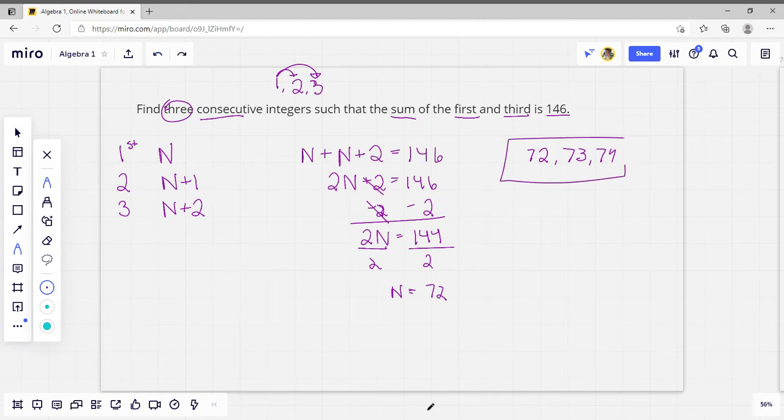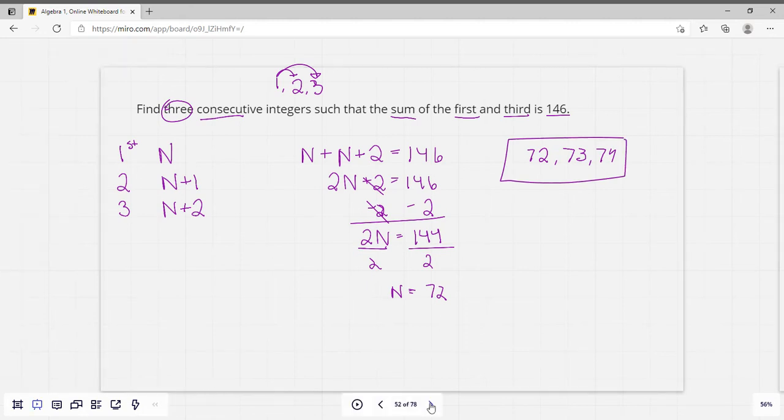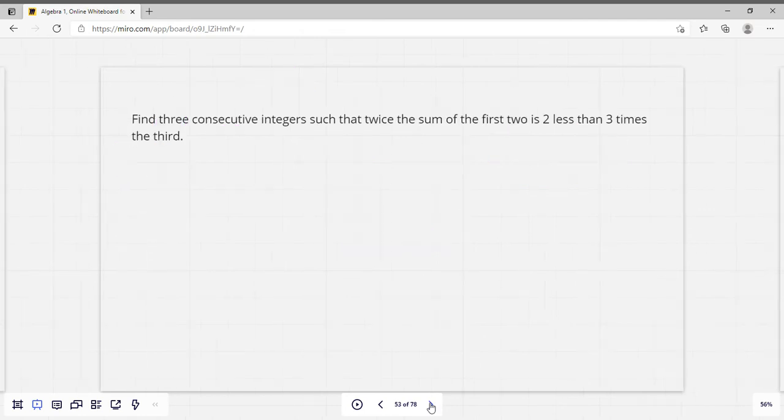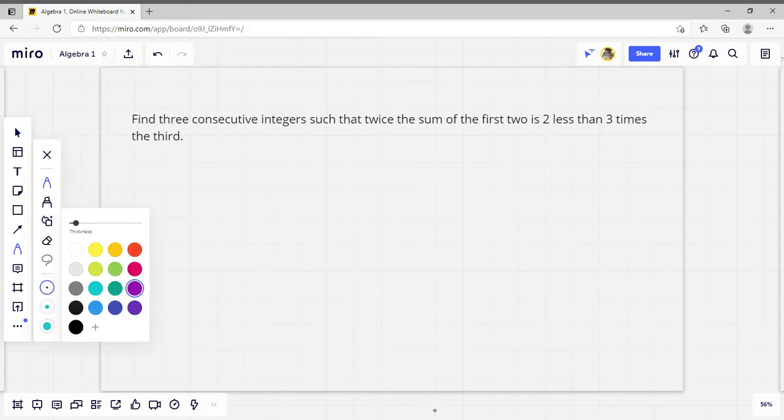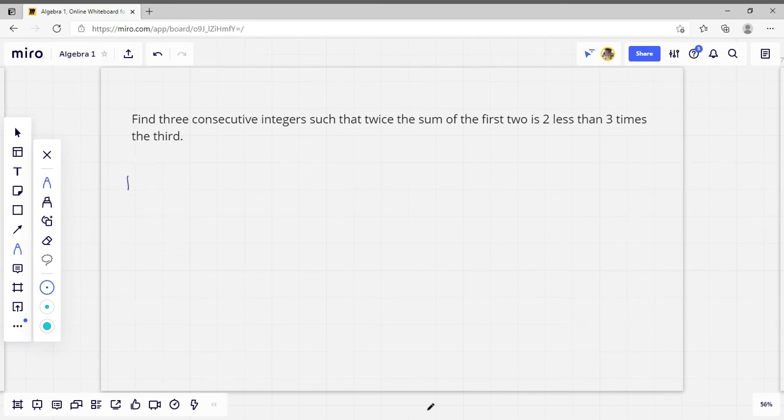Alright, let's try another one. Find three consecutive integers such that twice the sum of the first two is 2 less than 3 times the third. Okay, so this one's a little more complicated. First, we're going to name our numbers. So we're going to have three numbers, 1, 2, 3. Our first we're going to name n. Our second is going to be n plus 1. And our third is going to be n plus 2.